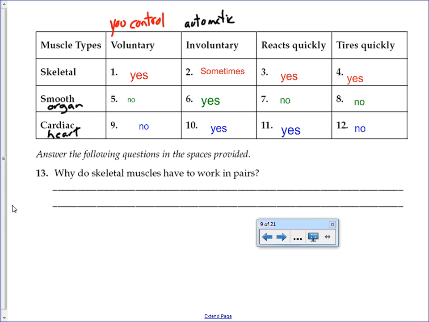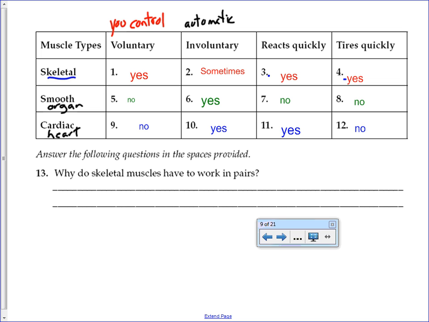This is another really interesting thing. Skeletal muscle, right, attached to the skeleton, yes, it's voluntary. Sometimes it's involuntary. It reacts very quickly, right? You need to get up and go, you get up and go. You stop, you stop. Reacts quickly, but it also tires quickly. Get up and sprint, okay, need to rest. Need more oxygen. So skeletal muscle reacts quickly, tires quickly.